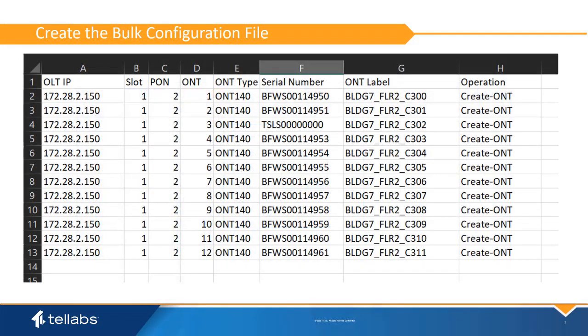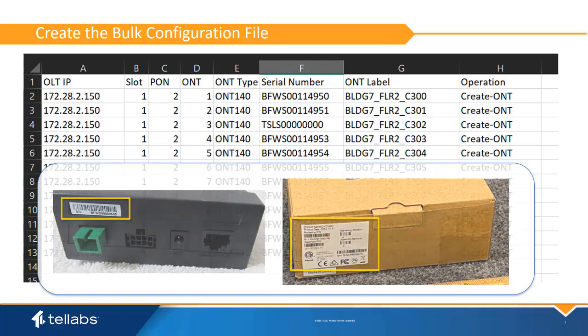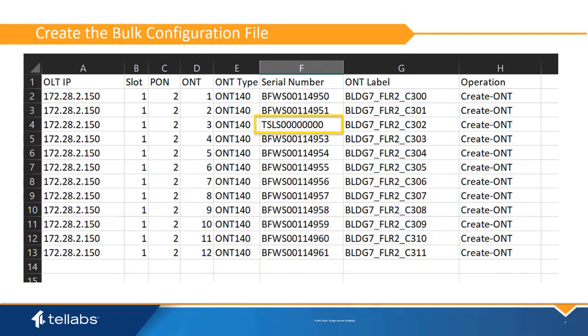The serial number is required when using the create operation. The serial number is a 12-character string consisting of a 4-letter manufacturer code followed by 8 hexadecimal characters. Serial numbers are found on printed labels, on the ONT, or on the packaging. Alternatively, a default serial number can be used to create a placeholder for the ONT in the system. This serial number is TSLS followed by 8 zeros.